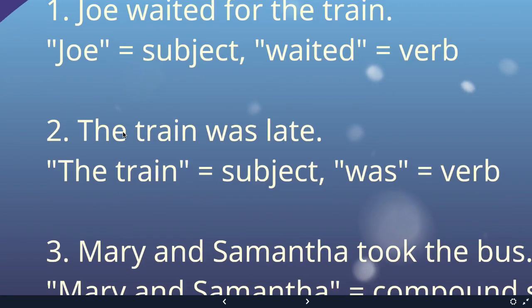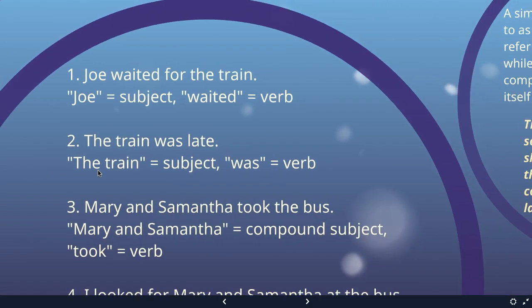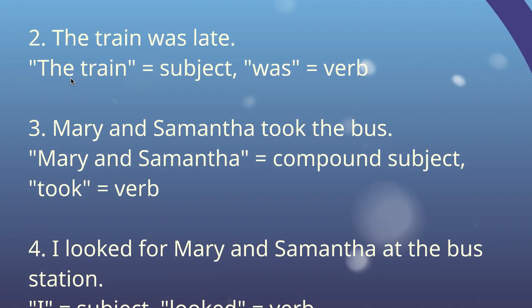Number 2, the train was late. Still got a subject, the train. I still have a verb, was. It's going to link it with late. So number 2, complete sentence. Take a look at what's starting to happen, though, with number 3. 1 and 2 are pretty similar. Number 3, Mary and Samantha took the bus. Now what I have is a compound subject. I got 2 subjects, but they're both doing the same thing. They took the bus. It's a simple sentence.